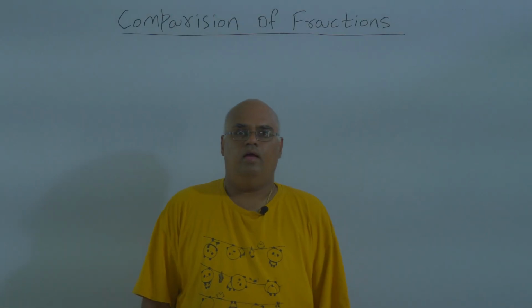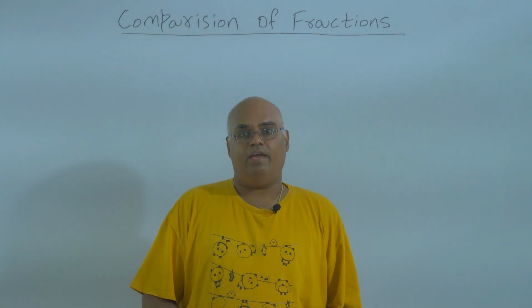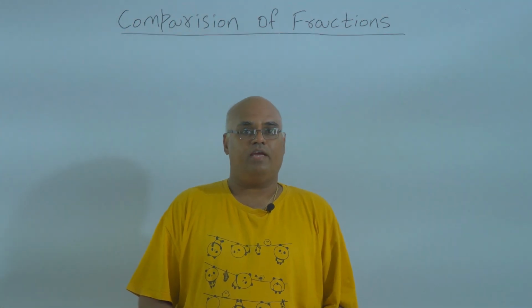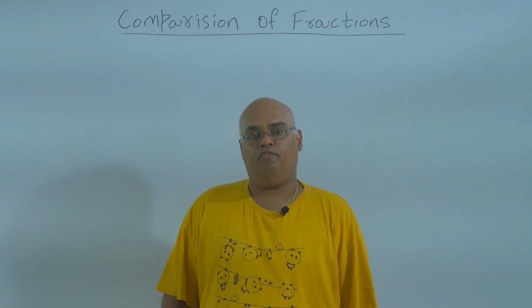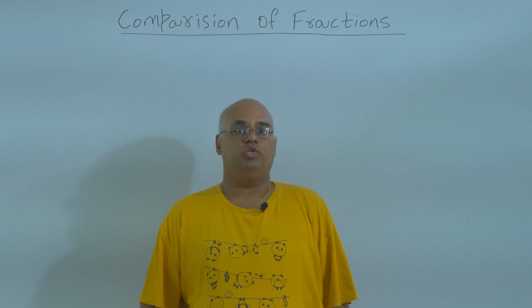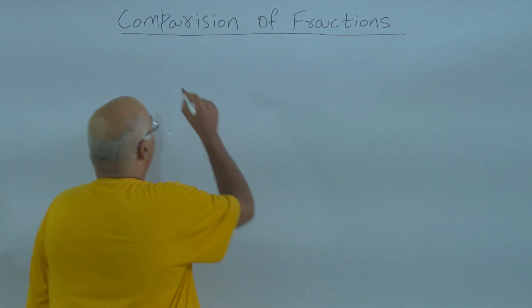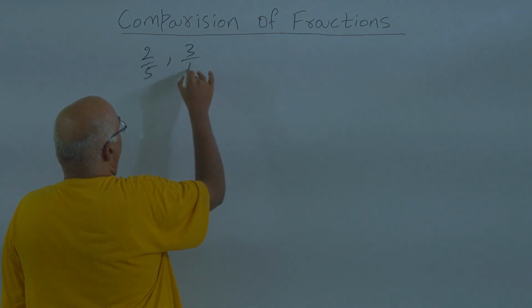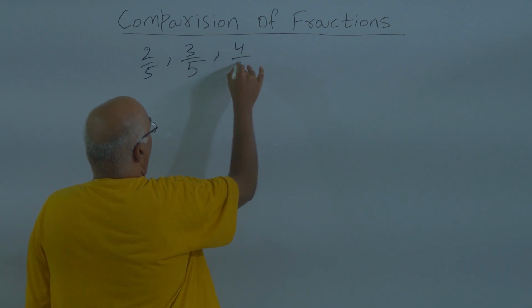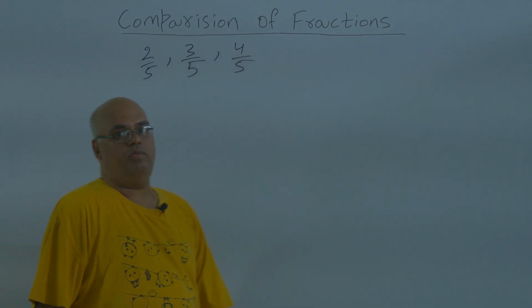Okay. So, in comparison of fractions, there are two types of comparisons: comparing like fractions and comparing unlike fractions. First, I will show you how to compare like fractions. Before going to comparison of like fractions, you should know what like fractions are. For example, I will take three fractions, say 2 by 5, 3 by 5 and 4 by 5.